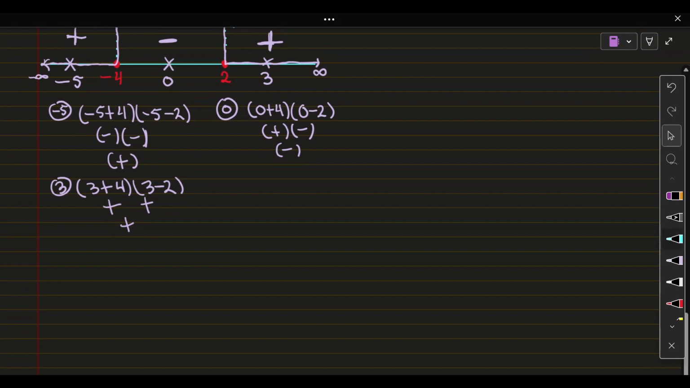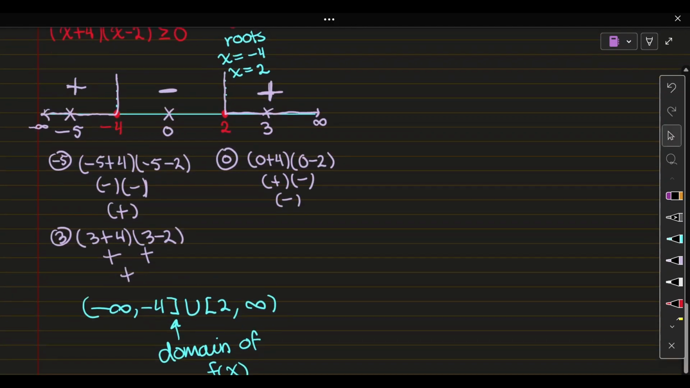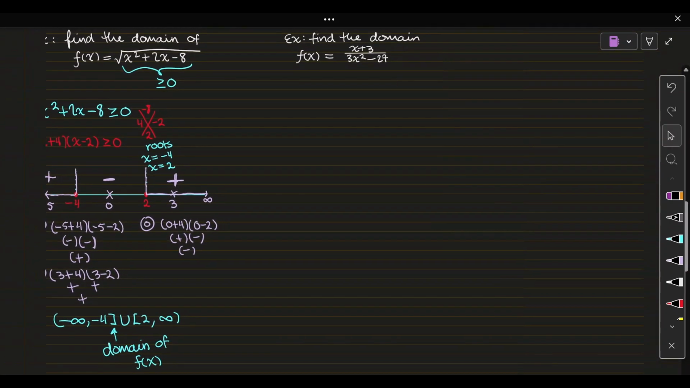So the region that I'm looking at, the interval that I need, is everything from negative infinity to -4, including -4, along with 2 out to infinity. And this, remember, is the domain of f of x. These are all of the values that make sense to plug into f of x. That's what the domain is. It's the set of things that make sense to plug into f of x.